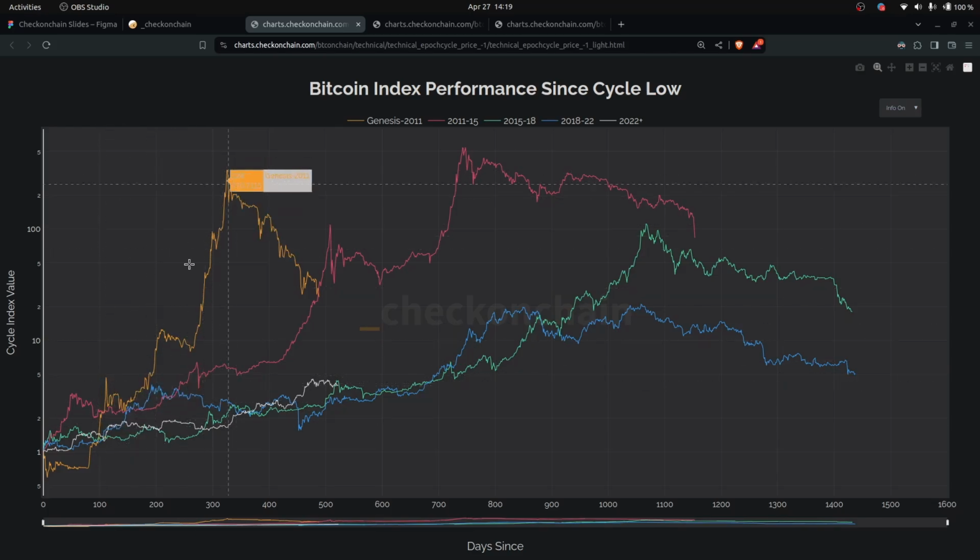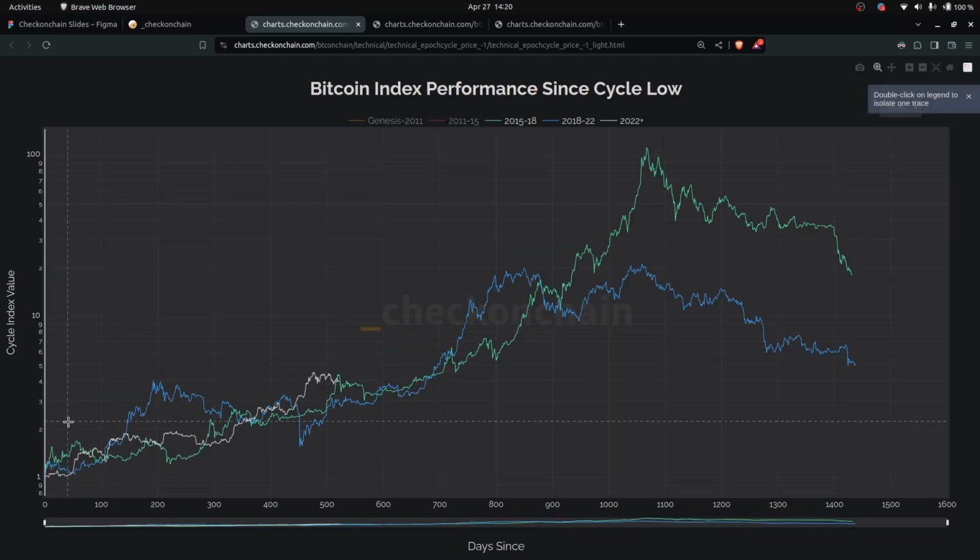Here's the Genesis to 2011 bull. Here's the 2011 through to 2013 peak. And you can see that they were just rip-roaringly different, right? We were talking about a much, much smaller asset, sub $1 billion. It's a different world back here. Let me turn those off because I think they probably cloud our judgment a little bit. If we now look at the previous two cycles, 2016 is in green, 2018 through to 2021 is in blue, and our current cycle is here in white.